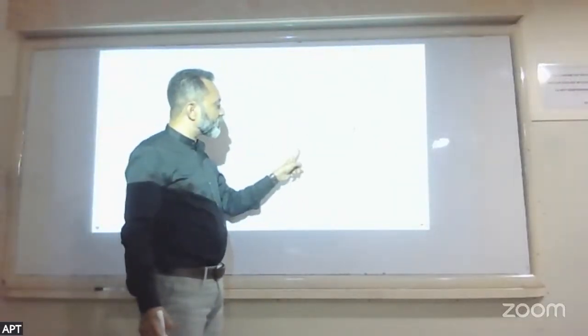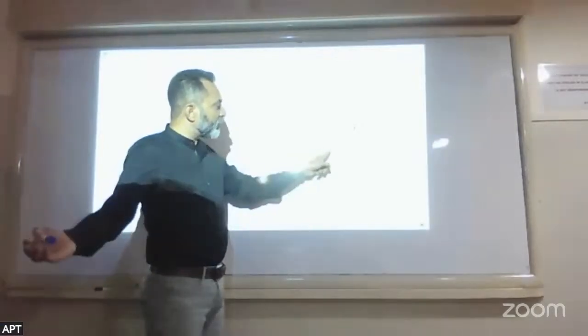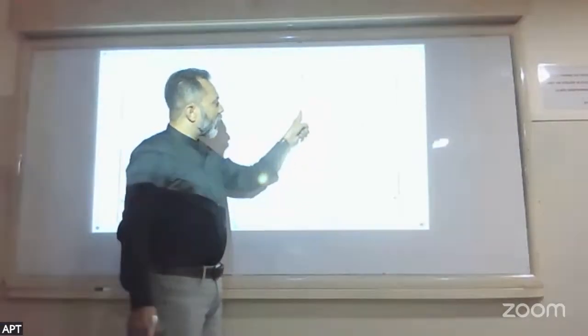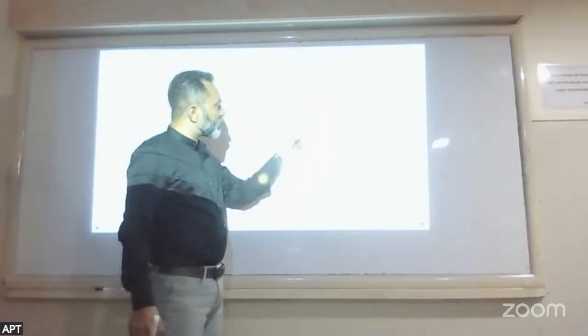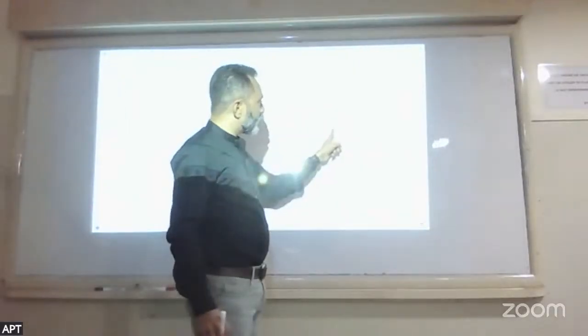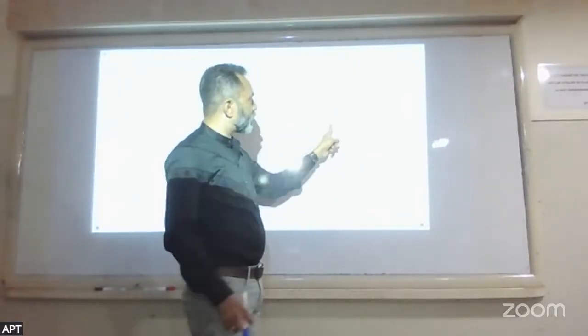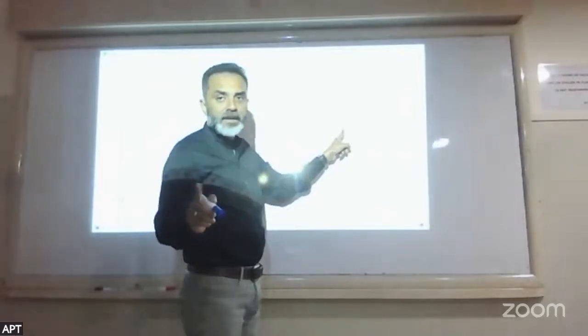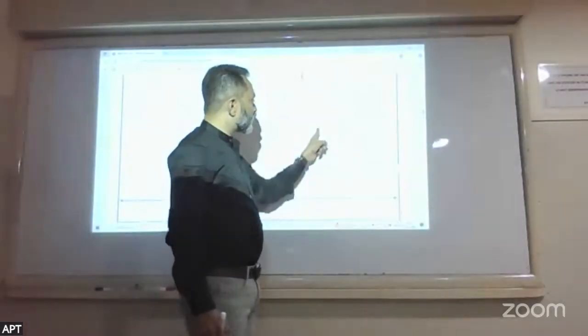I said A plus B the whole complement, AB the whole complement. The A plus B the whole complement can be written as A bar dot B bar by using Boolean algebra and De Morgan's law. And AB the whole complement can be written as A bar plus B bar by using De Morgan's law. And there's a dot over here.